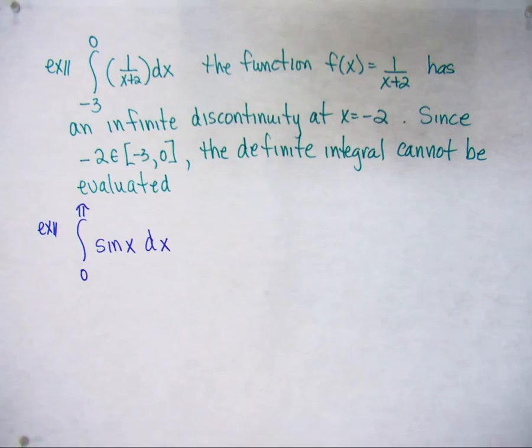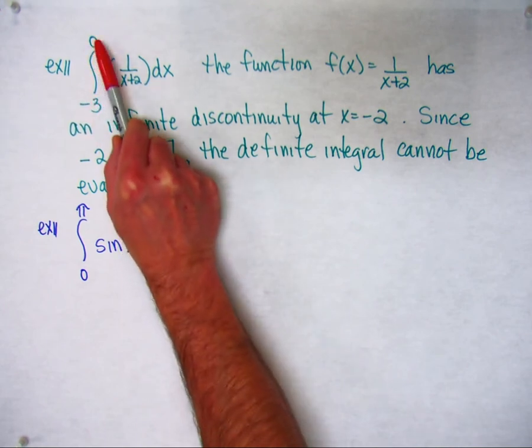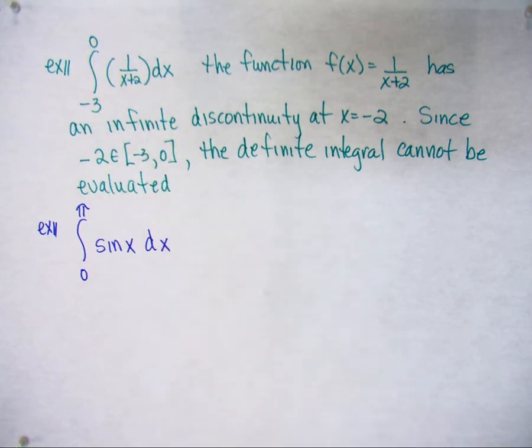In our next example, we're being asked to find the definite integral between -3 and 0 of the reciprocal function 1 over x plus 2 with respect to x. The reason why I've selected this example is I want to draw your attention to the definition of a definite integral. If you recall, it said that the function had to be continuous over the interval that you're being asked to find the integral of.